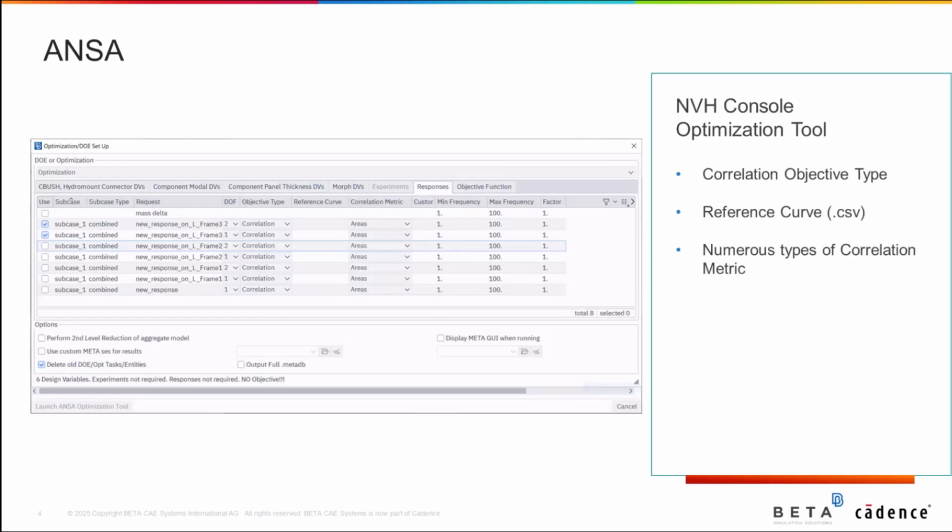In the Optimization Tool, it is now possible to add correlation as objective type. When selecting it, a new column appears, in order to define the reference curve in .csv format, based on which the correlation will take place. The type of the correlation metric can also be defined among available functions for comparing curves in Meta, for example, CCF, WIFAC, FRAC, and many more.